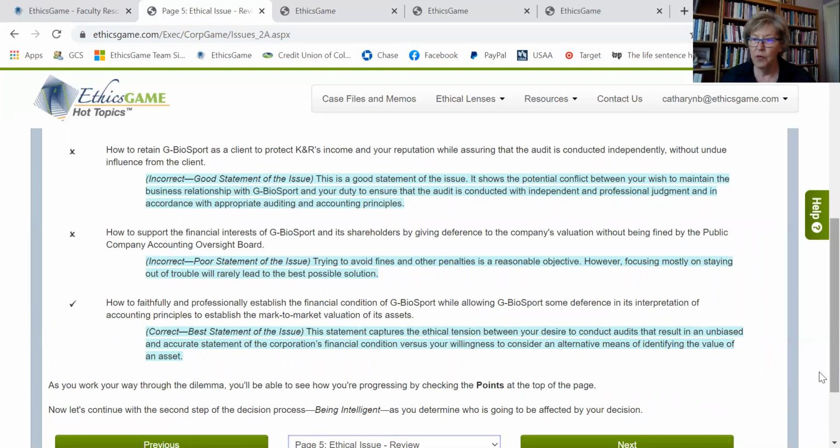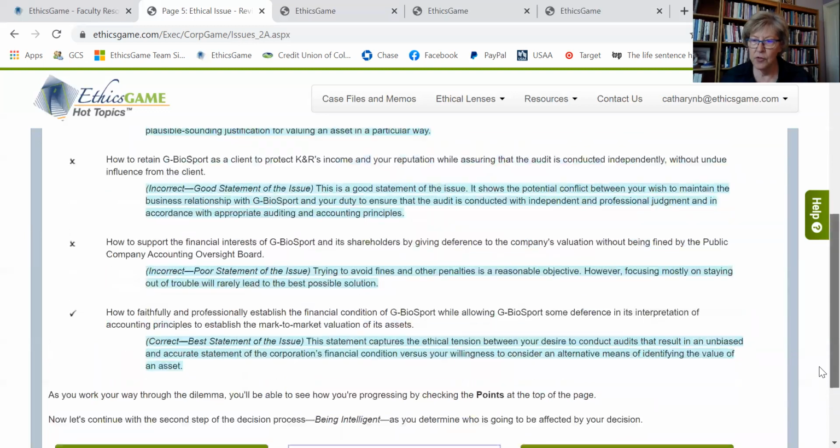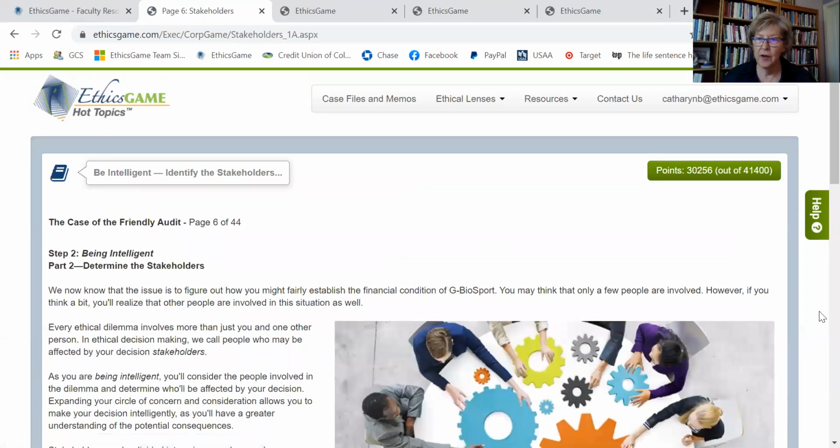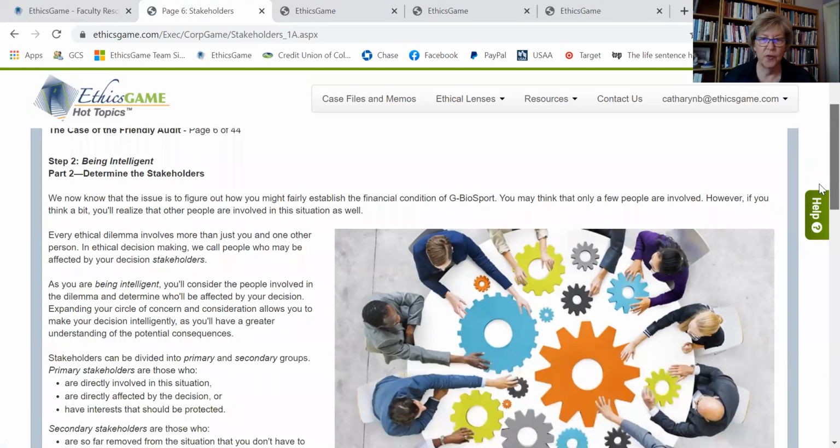All right, moving rapidly along, we then go to our next page, which is our next task. We are now down into the tasks of determining the stakeholders.